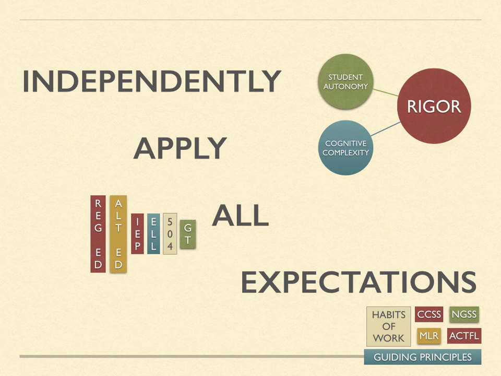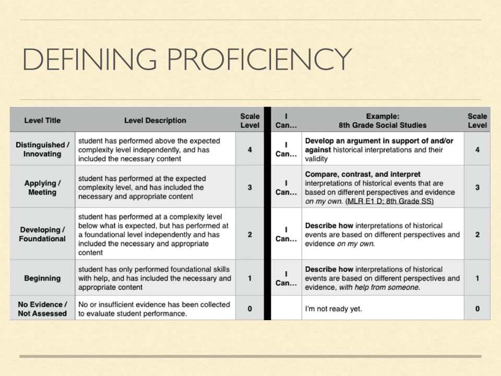If a student is going to be proficient in an 8th grade social studies standard, for example, and getting back to this slide here, if you look on the right, you'll see I can statements. So I can compare, contrast, and interpret interpretations of historical events that are based on different perspectives and evidence on my own. So if a student is going to meet proficiency on that particular standard, they will do it independently. They'll be able to apply it independently. All students will be able to do it and will be able to meet this expectation.